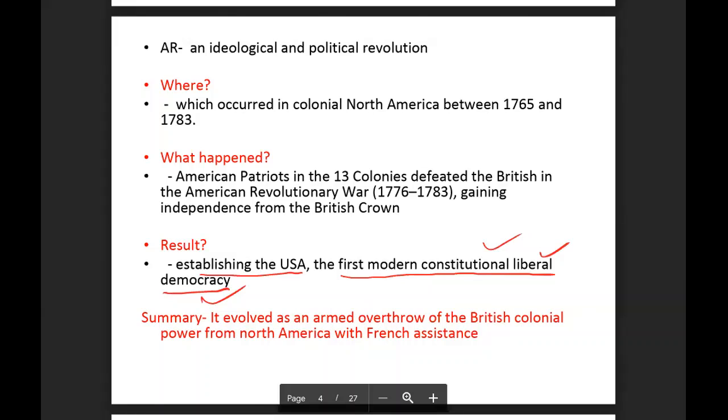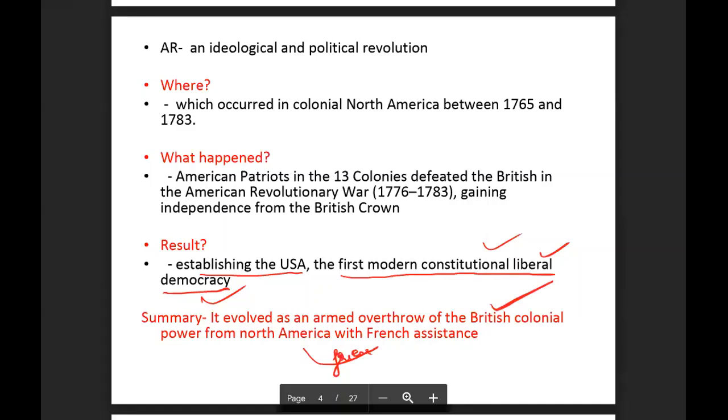The summary is that it evolved as an armed overthrow of the British colonial power from North America with French assistance. We know that the British were in India also. We were also in a colonized situation. The same situation was there in America also. The British colonized the American area too, but the entire continent was divided into two. Some areas were conquered by the French and some by the British. I'll show you the map. But the French helped the Native Americans. They became friends and sent the British out.